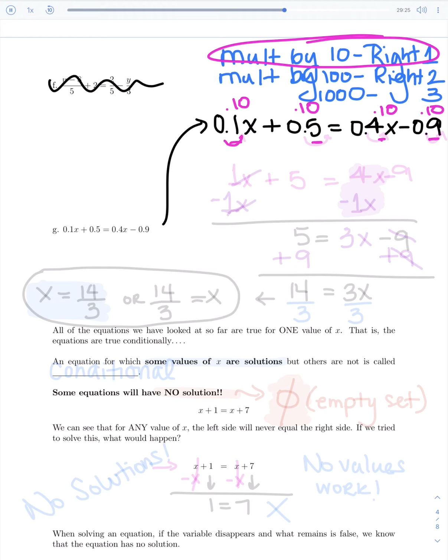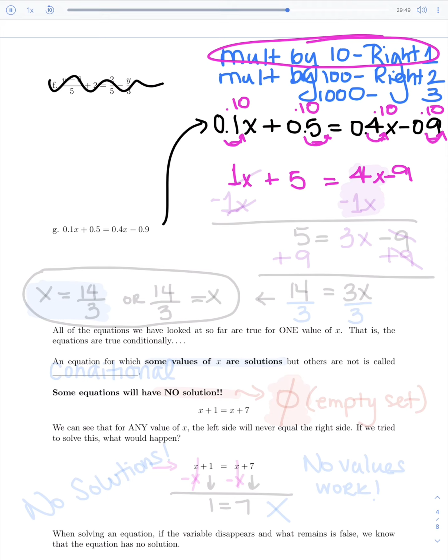So that means my 0.1 will turn into a 1x. My 0.5 will turn into a 5. My 0.4 will turn into a 4x. And my 0.9 will turn into just the number 9. So now I just have the equation 1x plus 5 equals 4x minus 9.